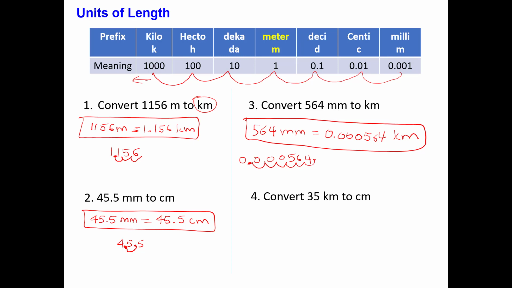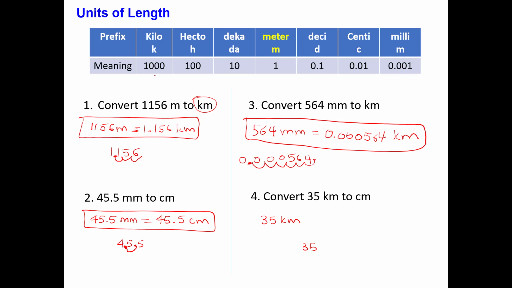Yes. And the last problem, we want to convert kilometers into centimeters. Let's write here the number. We want to convert 35 kilometers to centimeters. And here is the kilometers.